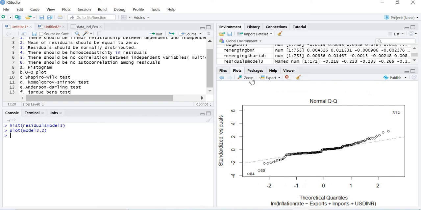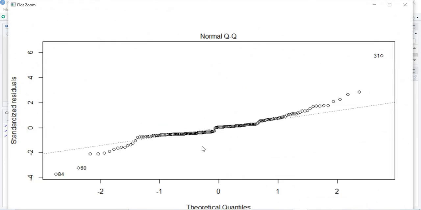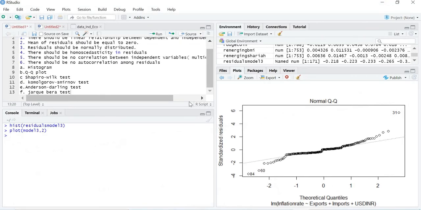Now you can see over here, this is my regression line, and these dots are my residuals. You can see that all these residuals are not lying on this line, which shows that my residuals are not normally distributed. They are diverging from this line. So with the help of the QQ plot also I can prove that my residuals are not normally distributed. So my third assumption is also violated.